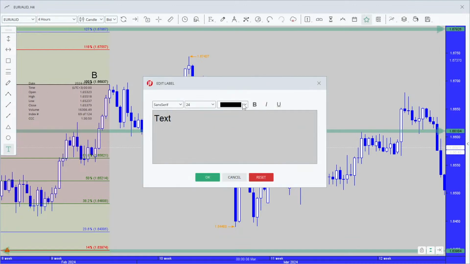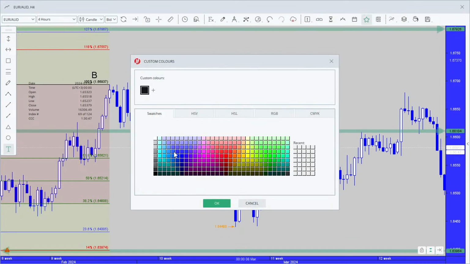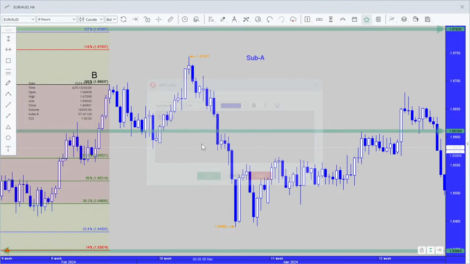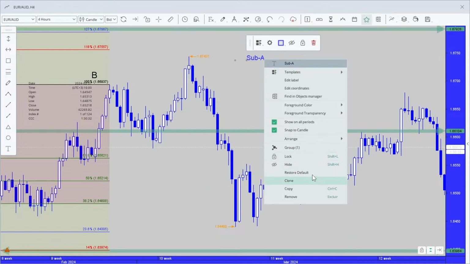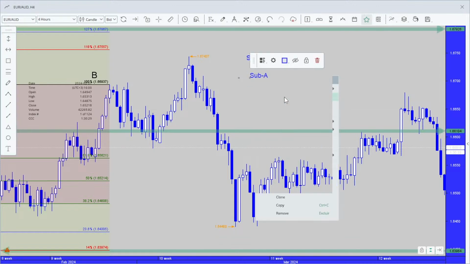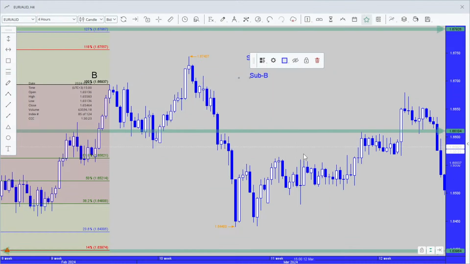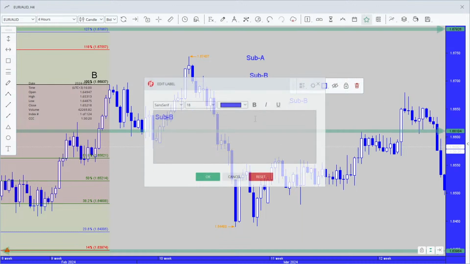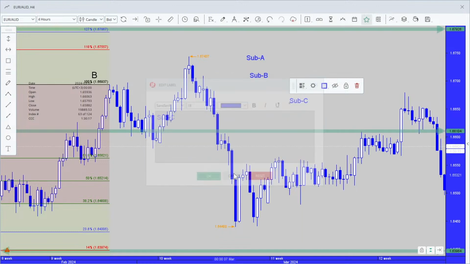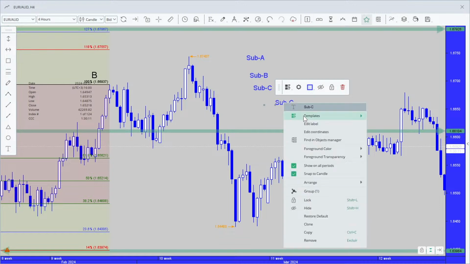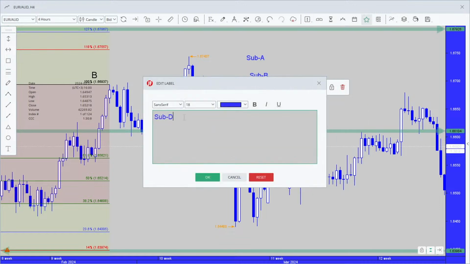So we are going to customize the colors, make it smaller, not like this, but 18. So this is going to be our sub A of the contrarian Fibonacci clone. Right click, edit label, this is going to be our sub B, right click, clone, and edit label, this is going to be our sub C. Sub A, sub B, sub C, and one last time, clone, right click, edit label, sub D. There you go.